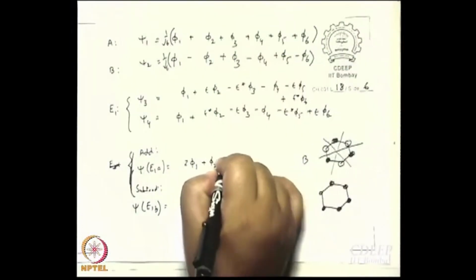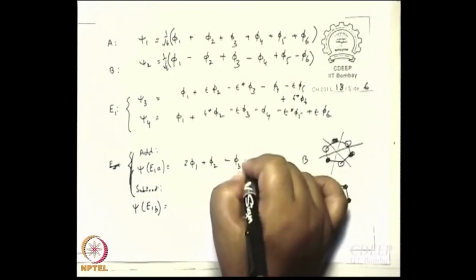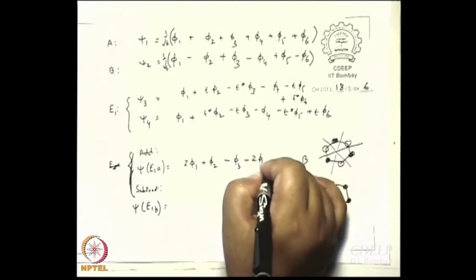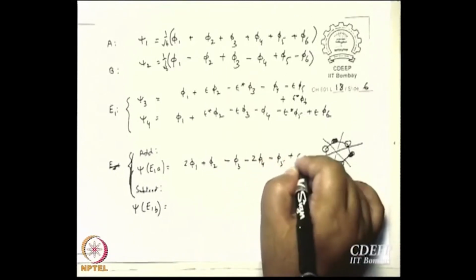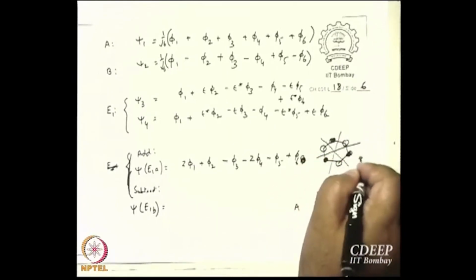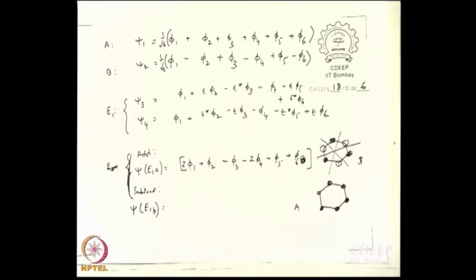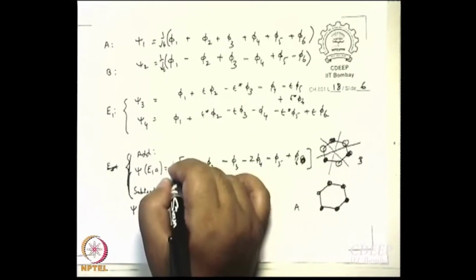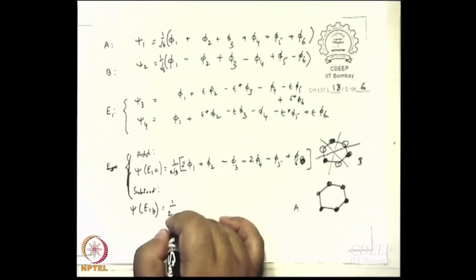2 phi 1 plus phi 2 minus phi 3 minus 2 phi 4 minus phi 5 plus phi 6. What is the normalization constant? 1 by, okay, what is this? 1 by 2 root 3 will be common.